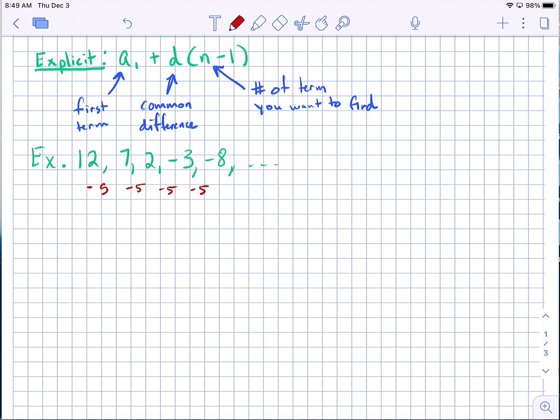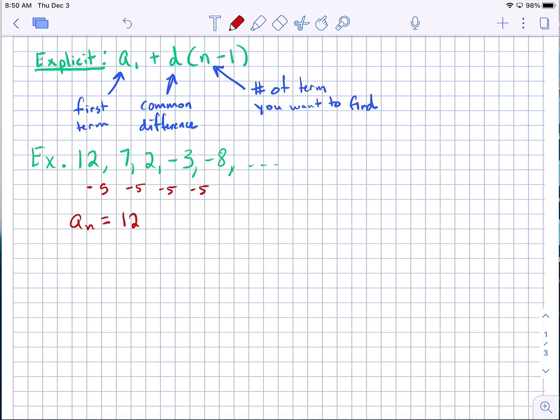And again, same thing here as the last one. Once I have that common difference of -5, I'm done. I don't need anything else. I can write the equation. So the explicit formula would be a of n equals a1, the first term of the sequence, which is 12. Now it says plus d.